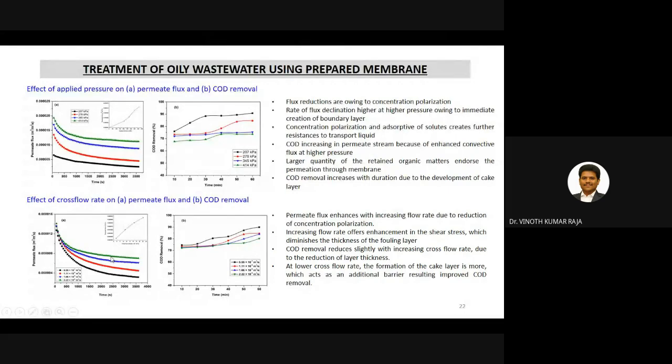So in this study, interestingly, the permeate flux is enhancing with increasing the cross flow rate. That is due to the reduction of concentration polarization on the membrane surface at the increased cross flow rate. Increasing the cross flow rate induces shear stress on the membrane surface, which diminishes the thickness of the fouling layer on the membrane surface.